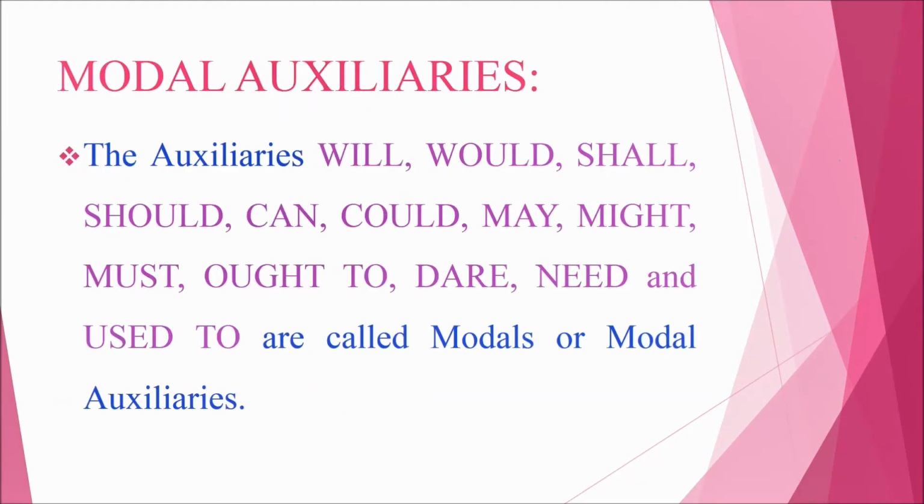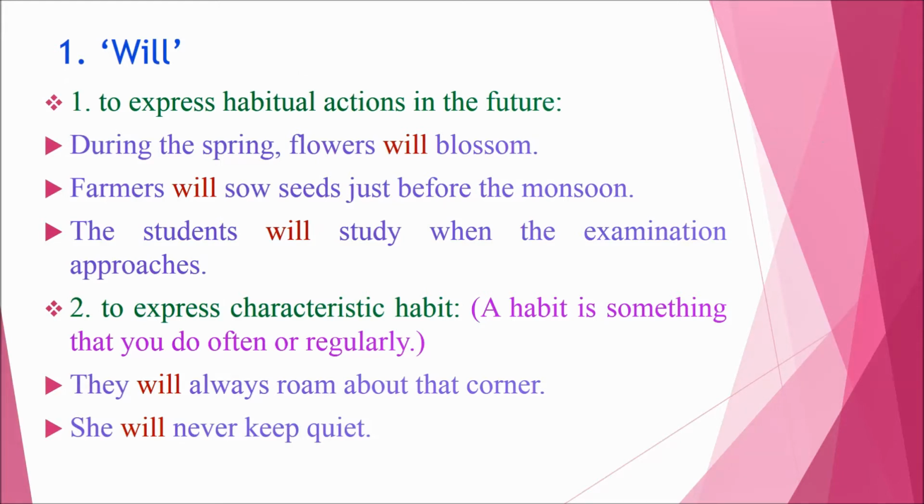Now we are going to see what the modal auxiliaries are. The auxiliaries will, would, shall, should, can, could, may, might, must, ought to, dare, need, and used to are called modals or modal auxiliaries. Students, now let's see it one by one in detail. First, let's see about will.